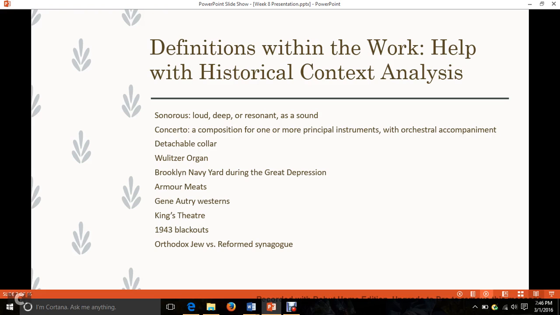So a concerto means a composition for one or more principal instruments with an orchestra accompaniment. This is kind of cool, because a concerto is where you have one instrument or maybe a couple instruments at the front, and they are the star of the show. They're the ones that are leading everything. And then you have the orchestra behind it.